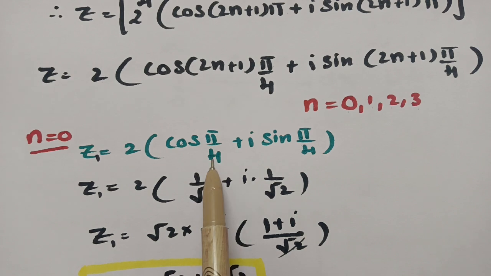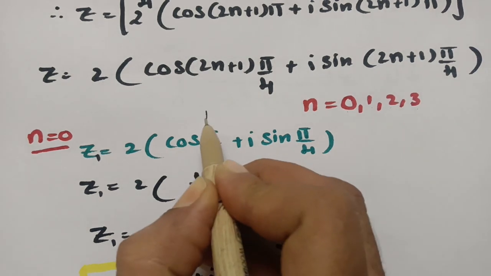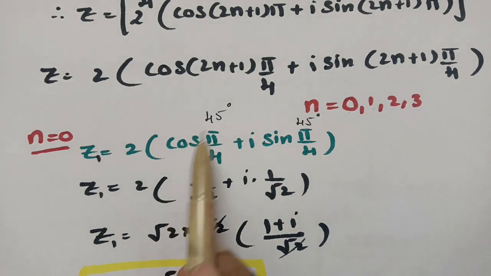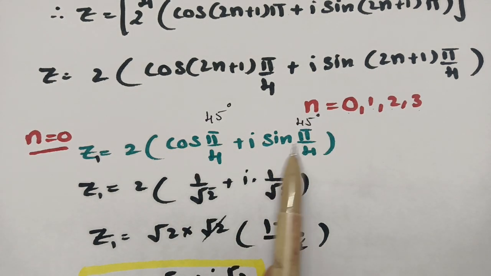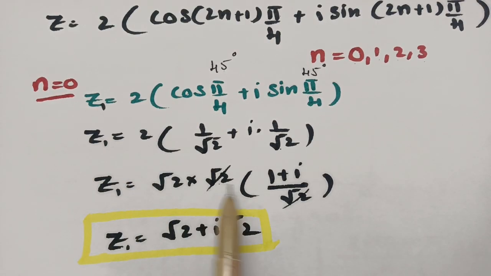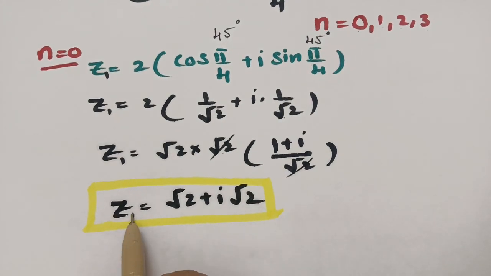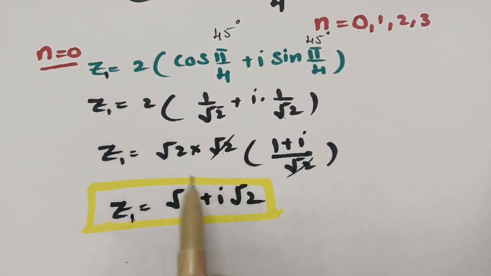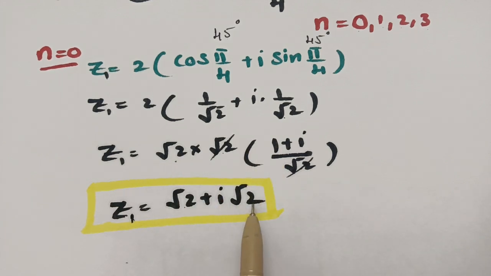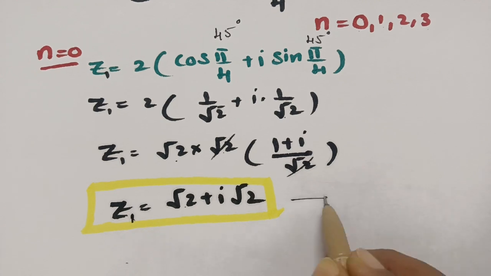As you know, pi by 4 is nothing but 45 degrees. So this is 45 degrees, and this is also 45 degrees. So cos 45 degrees is 1 by root 2 and sin 45 degrees is 1 by root 2. Clearly 2 can be written as root 2 into root 2. If I take root 2 as LCM and cancel, the first pole z1 here is root 2. If I send root 2 inside, this will be root 2 plus i into root 2. So this is pole number 1.